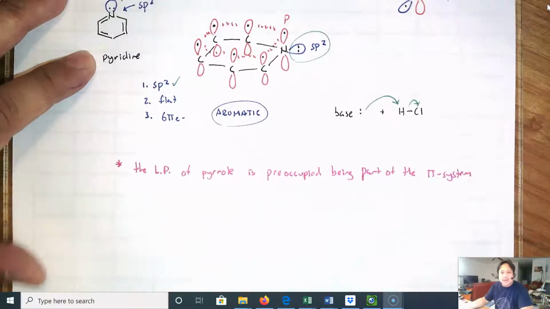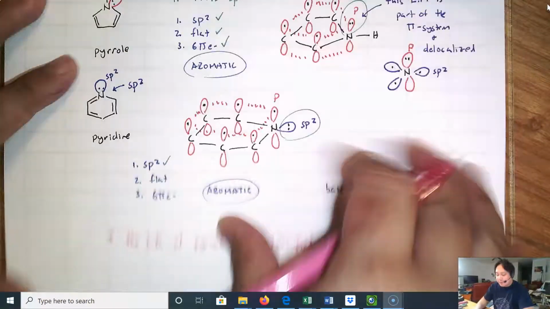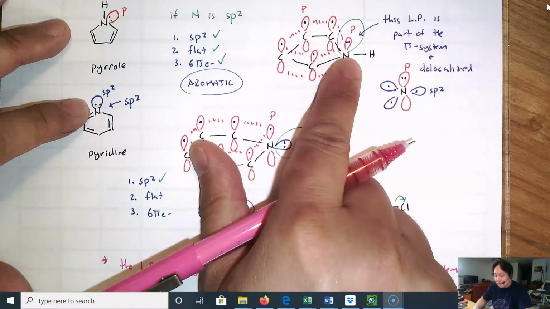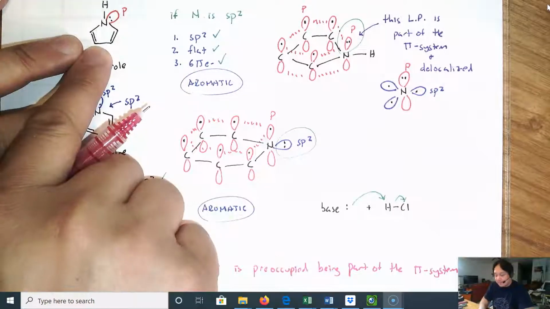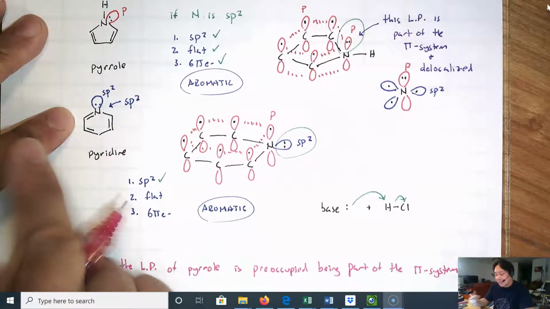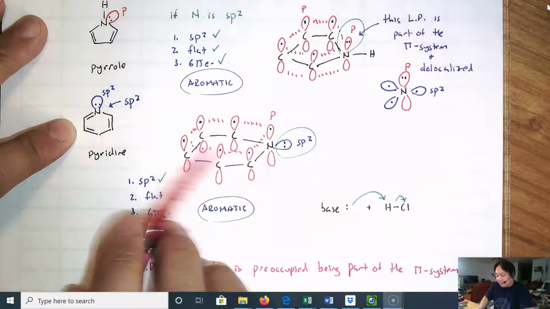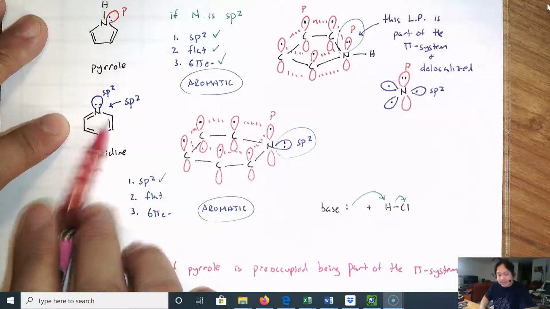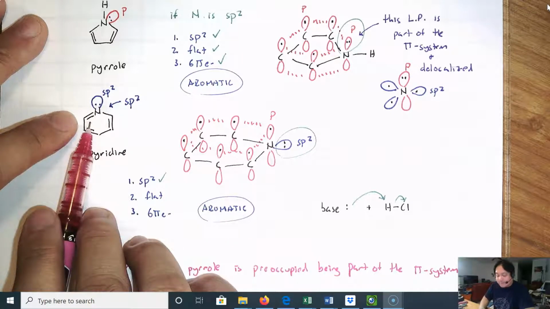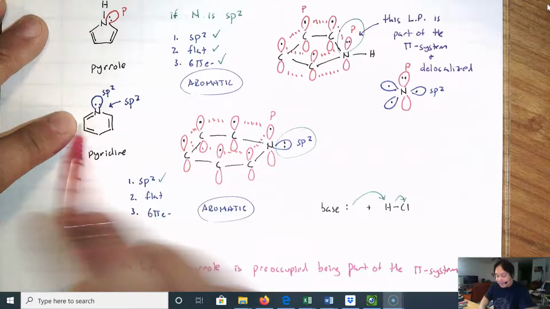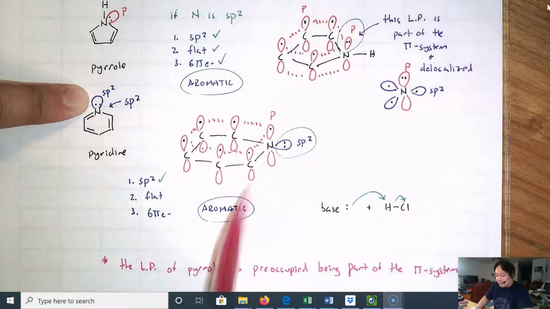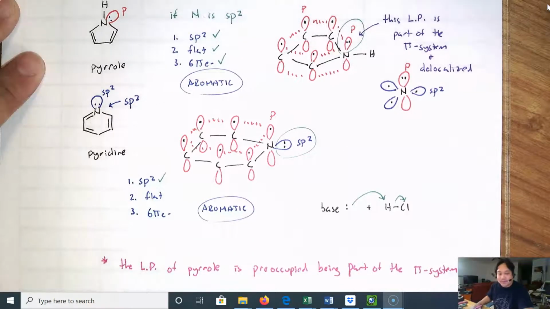Why is it being part of the pi system? Because it has to be for pyrrole to be aromatic. It wants to be part of the pi system to kick up those 4 pi electrons up to 6 pi electrons. Pyridine doesn't need that. And actually it can't do that because the lone pair can't fit in that p orbital. So it already has 6 pi electrons, and all the p orbitals are already busy. They're already participating in pi bonds. So that lone pair is just hanging out. It's just sticking out, waiting for an acid to fly by so you could grab its proton.